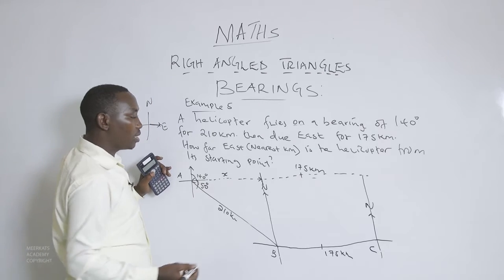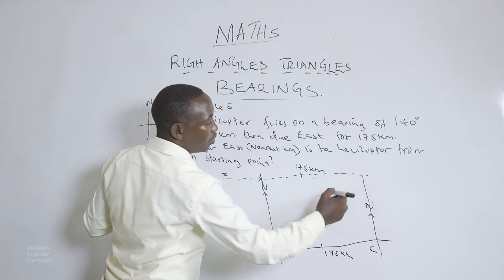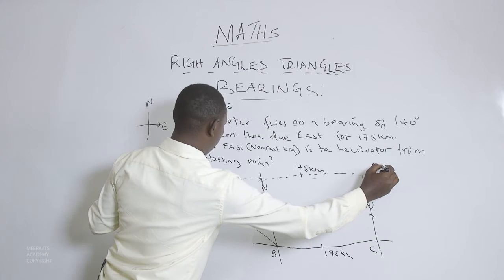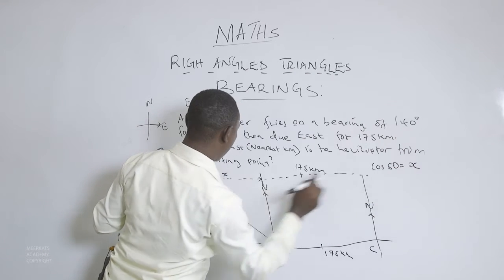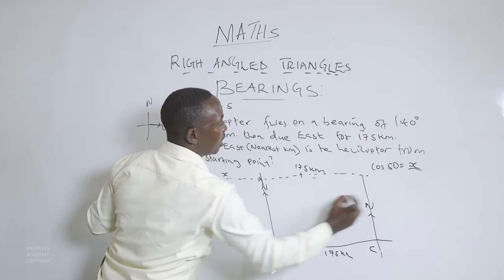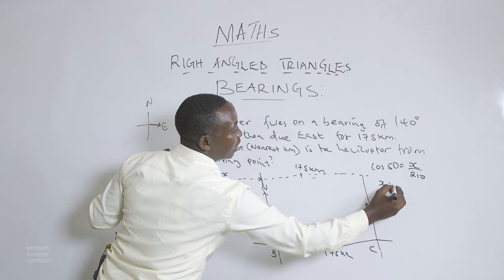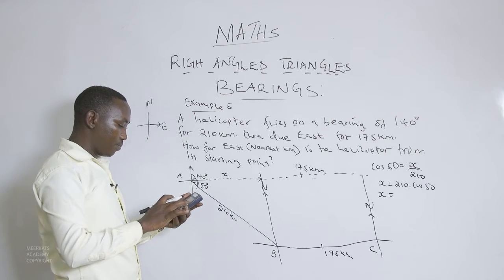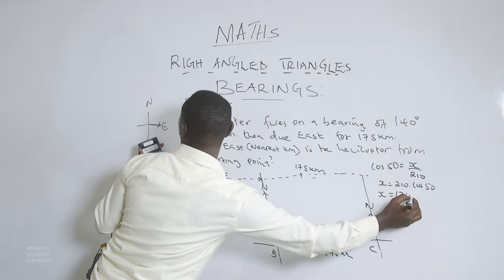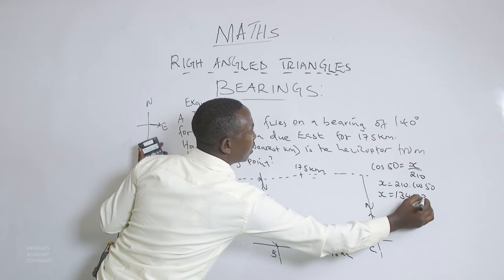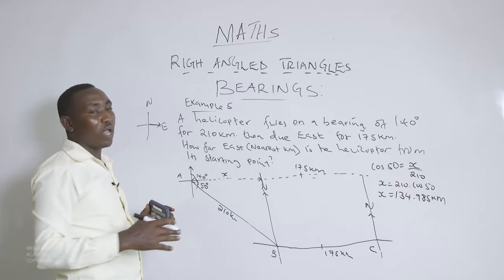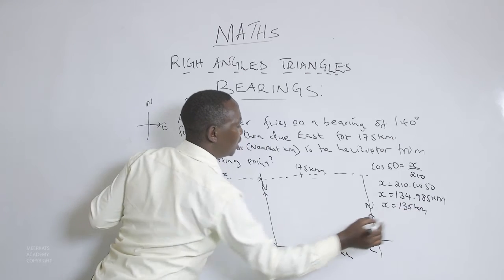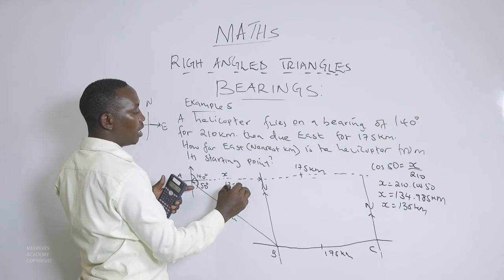We are going to use a trigonometric ratio that has the hypotenuse and the adjacent. That is, cosine of 50 degrees is equal to the adjacent, which is x, over the hypotenuse, which is 210. So x is 210 multiplied by cos 50, which gives us 134.985 kilometers. Because we are working to the nearest kilometer, our x shall be 135 kilometers. So from here up to here is 135 kilometers.